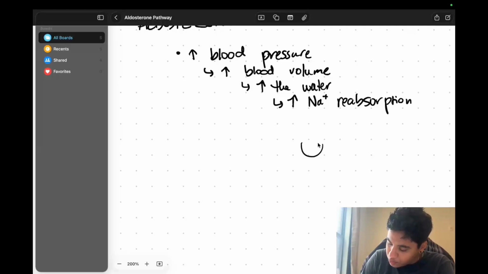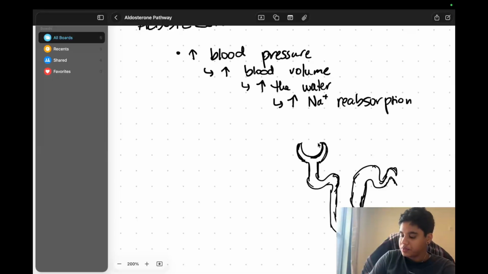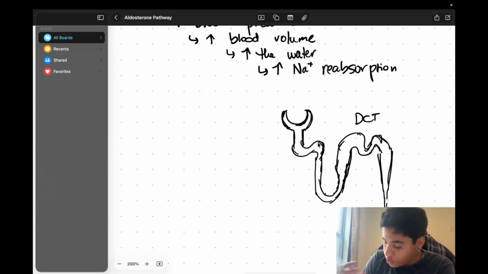So we'll talk about this in a different video altogether, or you'll get to this chapter at a different time. But your kidneys have this thing called a nephron. So you have your proximal convoluted tubule. You're going to go down and you're going to go up. And you're going to go into your distal convoluted tubule. Okay. So this thing that I just drew is called the nephron, and it's part of your kidneys.